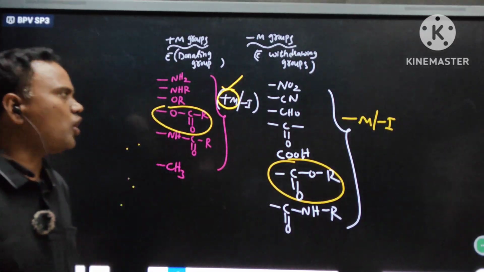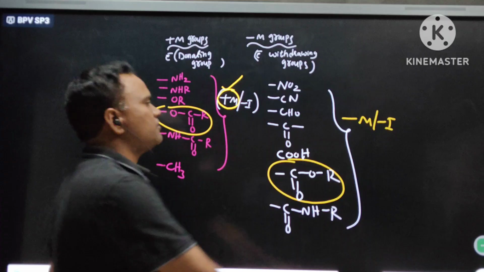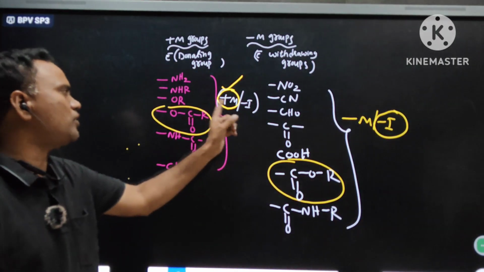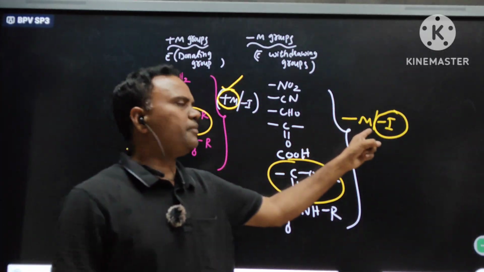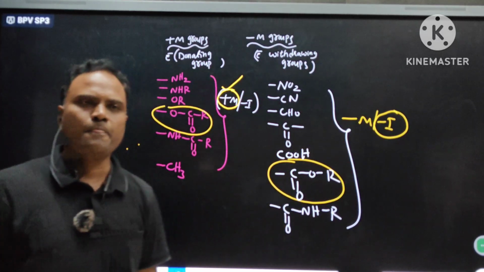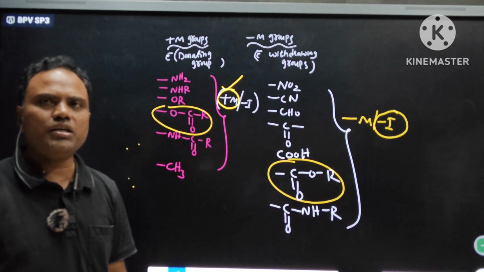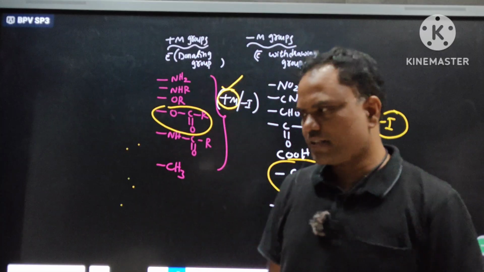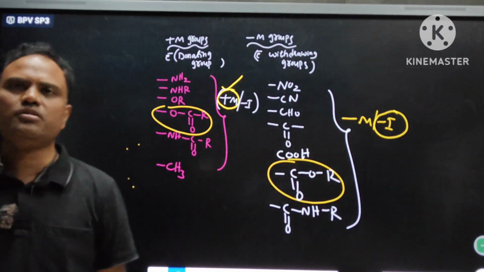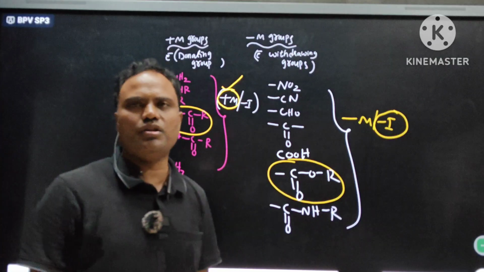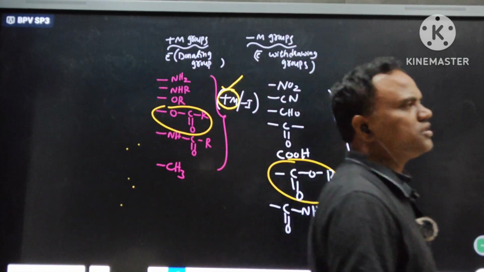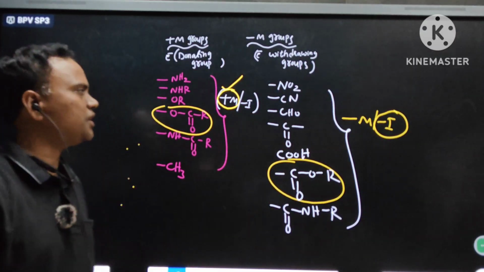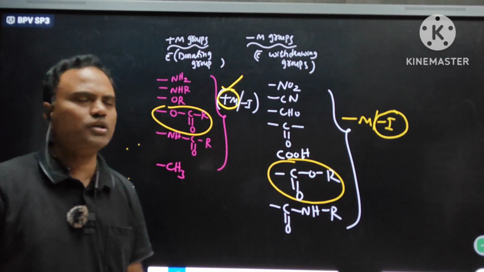One common point for both plus M and minus M groups is minus I effect. Every plus M group also has minus I. Every minus M also has minus I. Minus I is common for both plus M as well as minus M groups. Clear? What is the use of knowing plus M and minus M groups? To compare the acidic nature of phenols. In phenols we completed nomenclature and structure, and we are going to complete acidic nature of phenols.